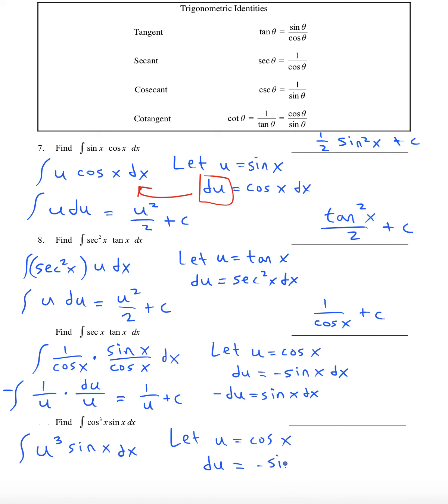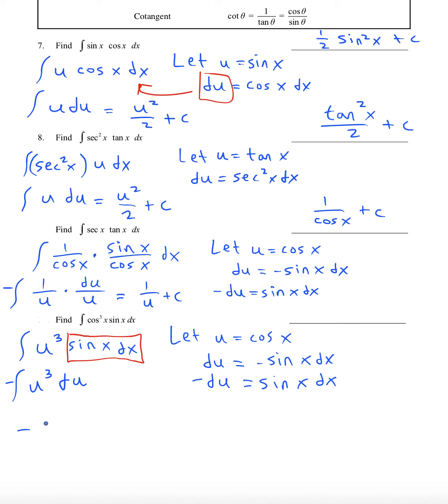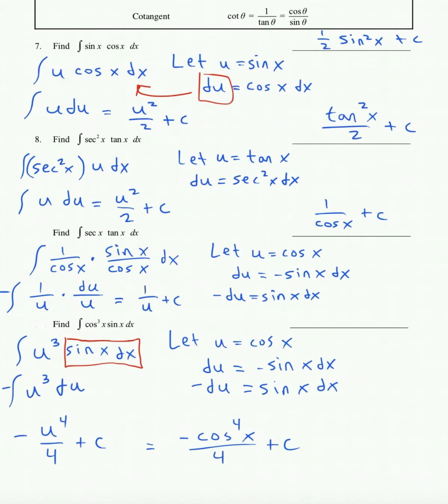Du is negative sine x dx. Negative du is sine x dx. And we have sine x dx in the problem. This will give us negative u to the third du. Alright, so we'll have negative u to the fourth over 4 as our antiderivative plus c. Negative cosine to the fourth x over 4 plus c. That's our final answer.